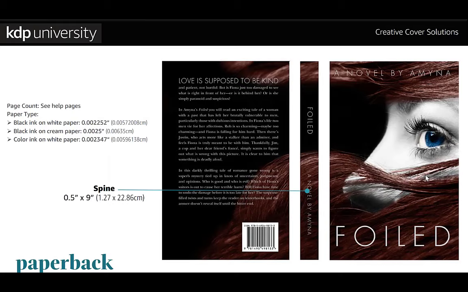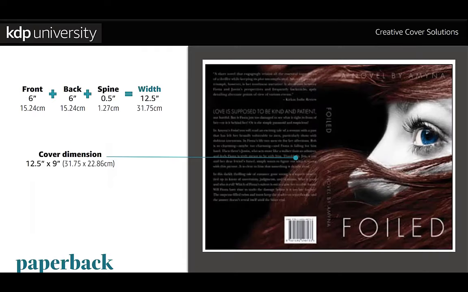So I need to multiply 200 pages, 200 times this number, 0.002252. Remember, you can find these measurements on the KDP help pages, and this will give me a total spine width of 0.5 inches. This would be the spine width, and the height would be the same as the trim size. Once I have all three width measurements for my front, back, and spine, I have the basic dimensions of my paperback book cover. So in this case, my cover is 12.5 by 9: 6 inches for the front cover, 6 for the back, and 0.5 for the spine.